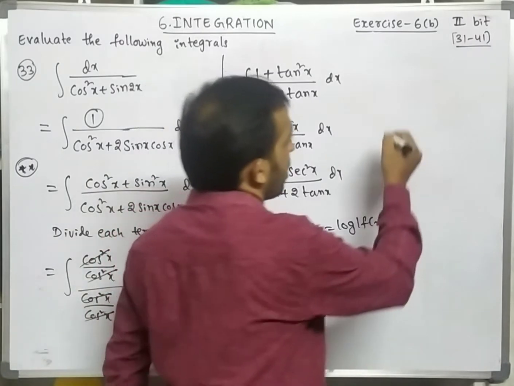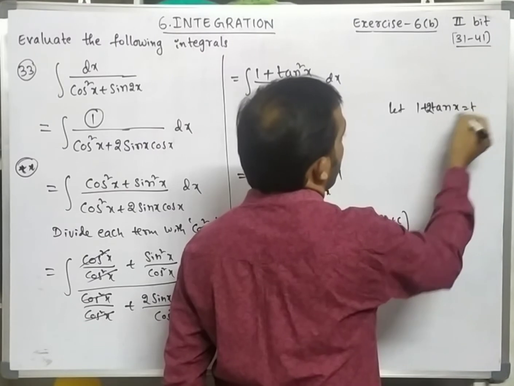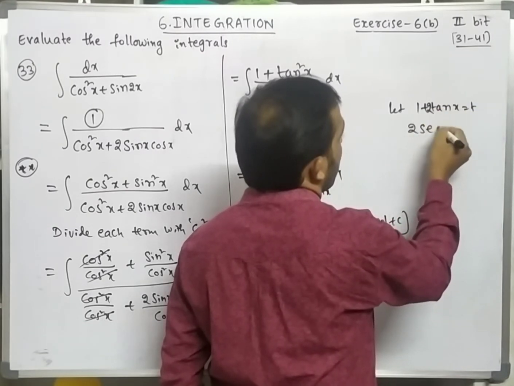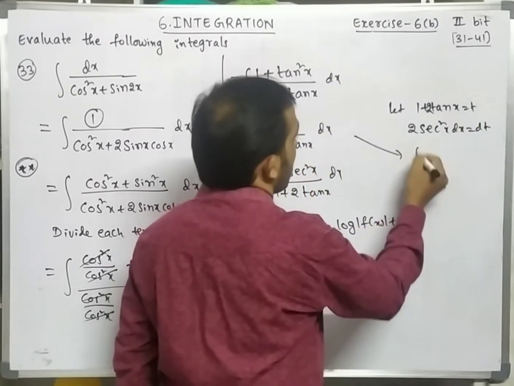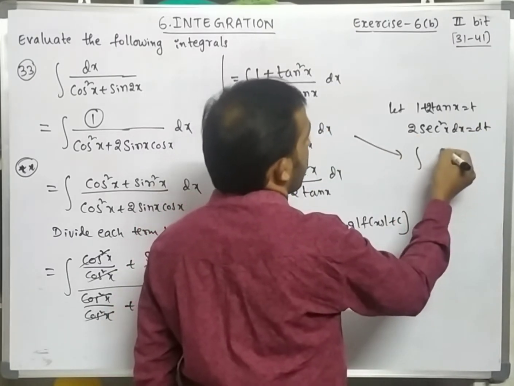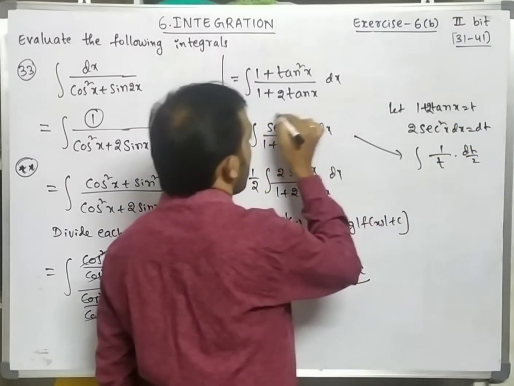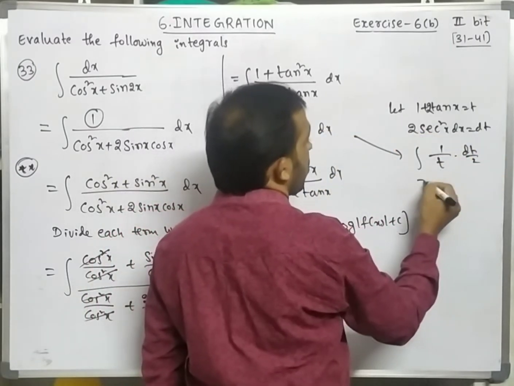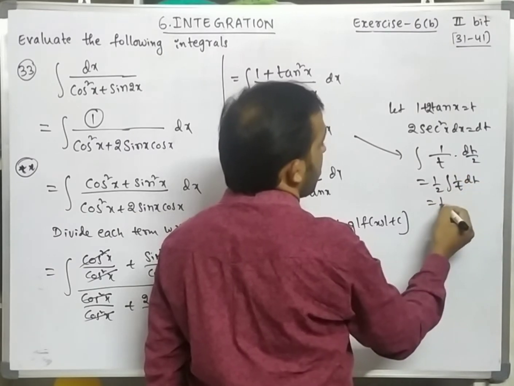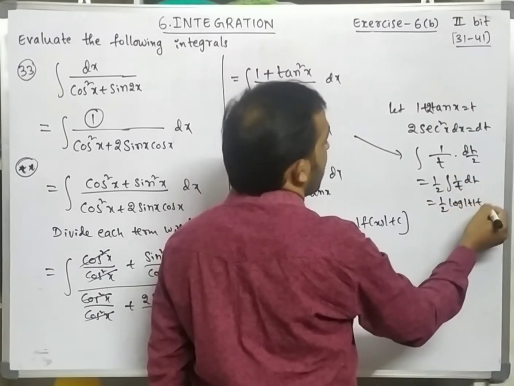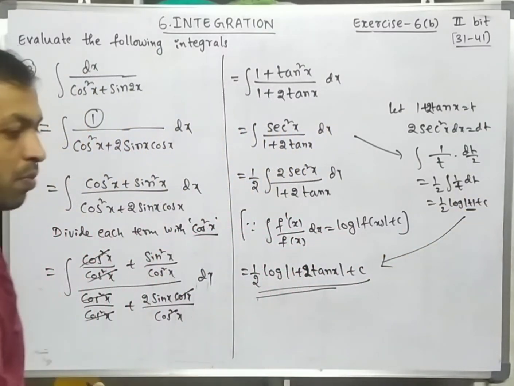Otherwise you can take, let 1 plus 2 tan x is equal to t, then 1 derivative 0, 2 into secant square x dx is equal to dt. Then it becomes integration secant square x dx is equal to what? 1 by t into dt by 2. Secant square x dx is equal to dt by 2. So 1 by 2 into 1 by t dt, that is 1 by 2 log mod t plus c. T value is this one. So this is the answer. By the substitution method also we can solve.